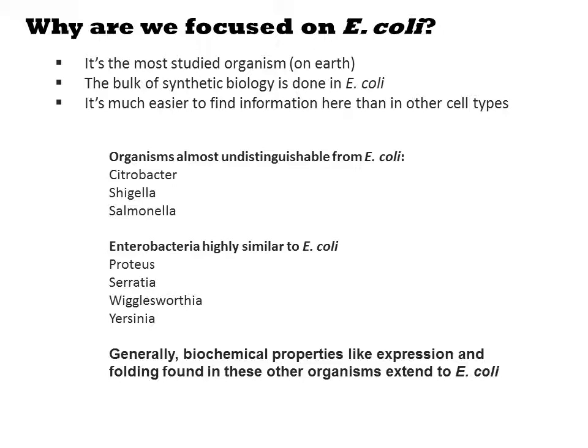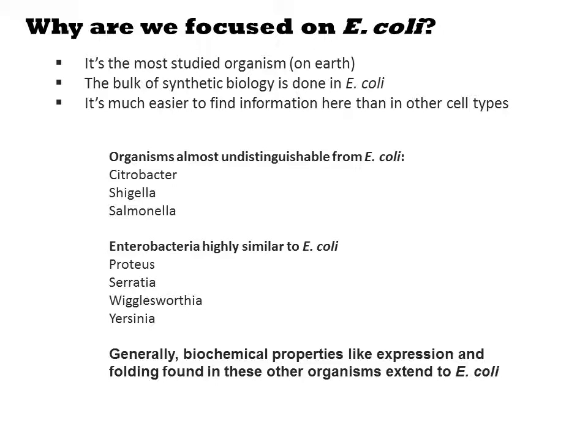E. coli has some near phylogenetic neighbors like Citrobacter, Shigella, and Salmonella. These organisms are almost indistinguishable from E. coli. These strains are as similar to your lab strain of E. coli as the pathogenic strains of E. coli are to one another.